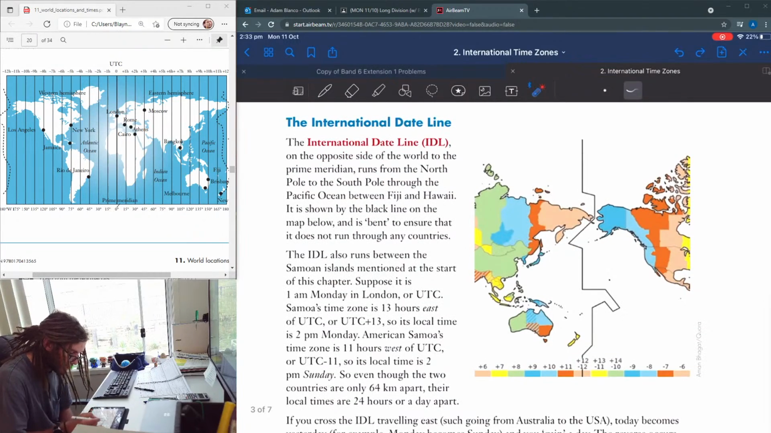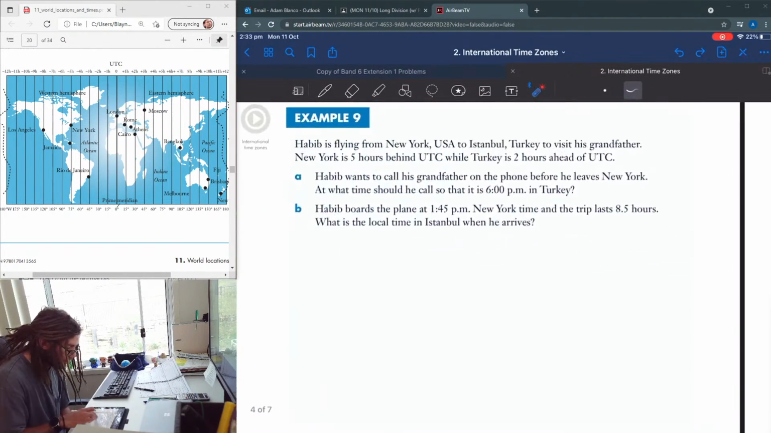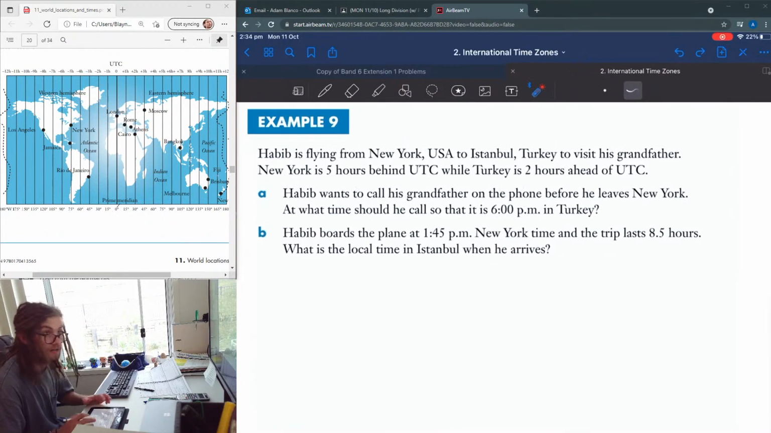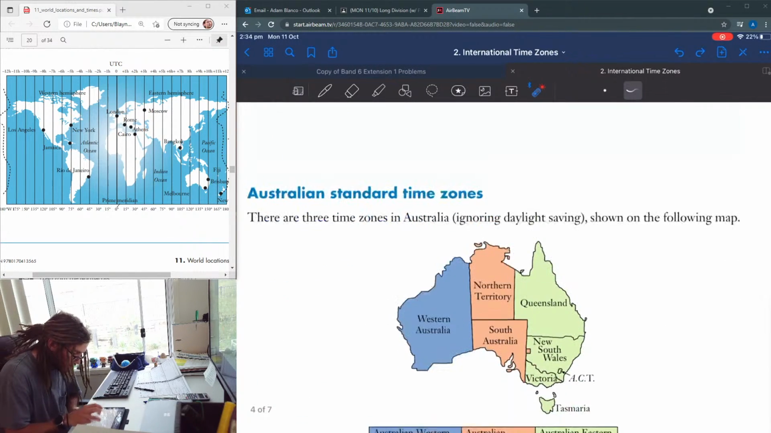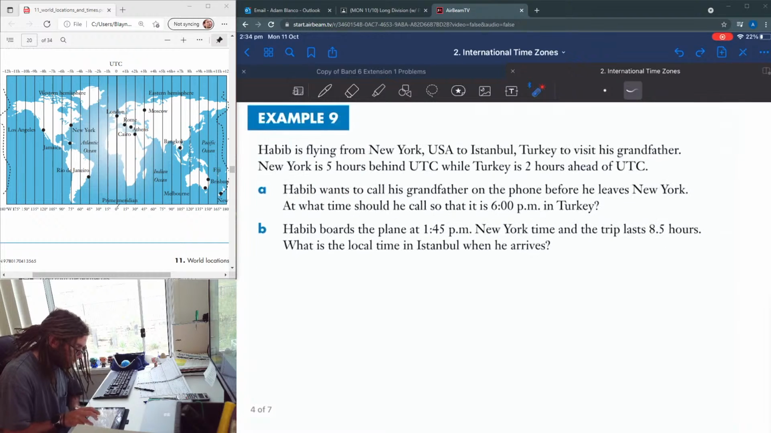Okay, so that was the international date line. That was what I was talking about before. It's just on the opposite side. Let's answer a question. So this is as far as I'm going to go for today. And then we start looking at Australian time zones.